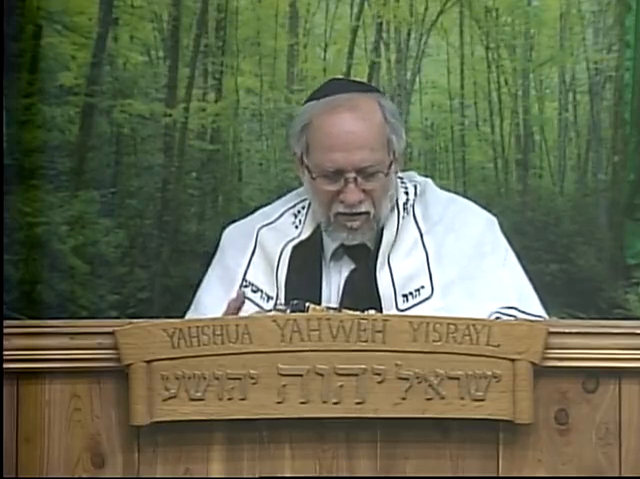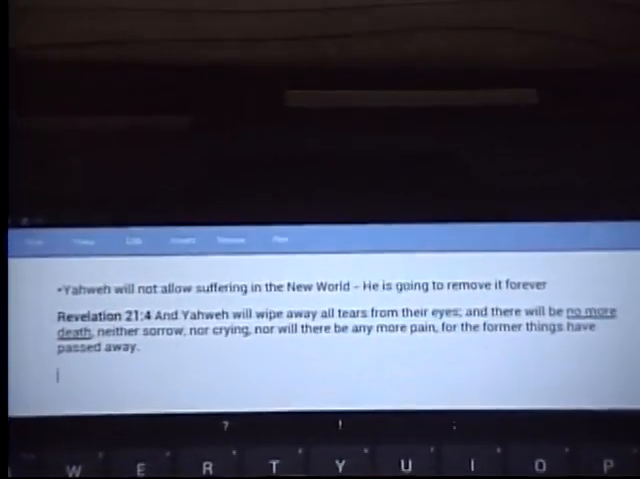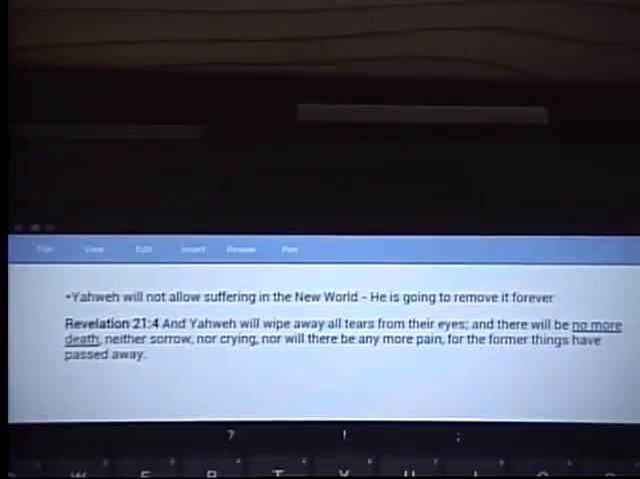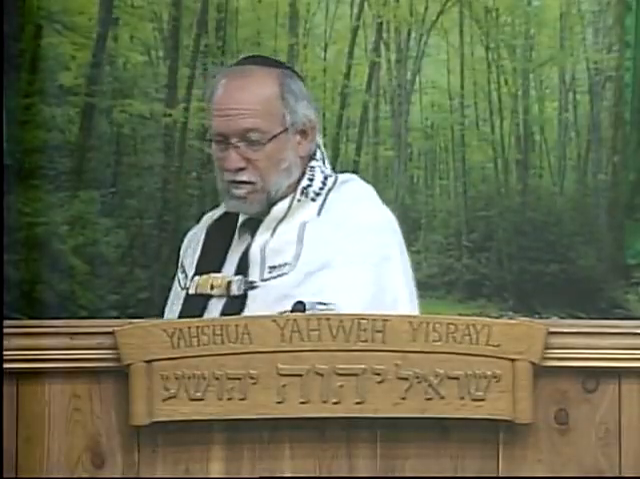But Yahweh emphatically will not allow suffering in the new world when it comes. There's not going to be any suffering. You remember what it says in Revelation 21, verse 4: Yahweh will wipe away the tears from their eyes, and there will be no more death, neither sorrow, nor crying, nor will there be any more pain, for the former things have passed away. So if the former things have passed away, that means there's not going to be any more, okay?